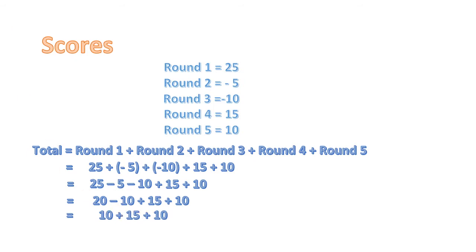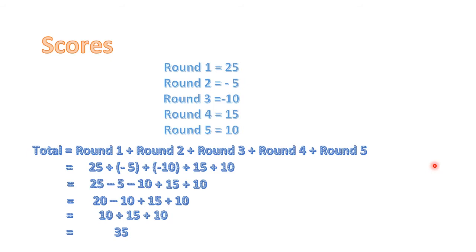Now the same steps are being continued here. You can see all the three are positive numbers and we all know how to add positive numbers. So we know that 10 plus 15 plus 10 will be 35, right? So we have our answer, which is 35.